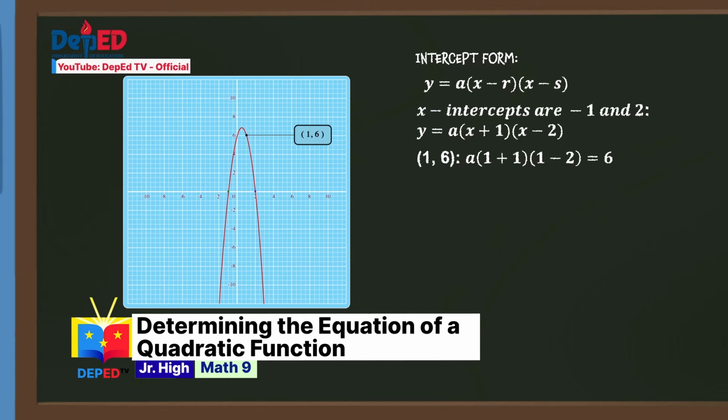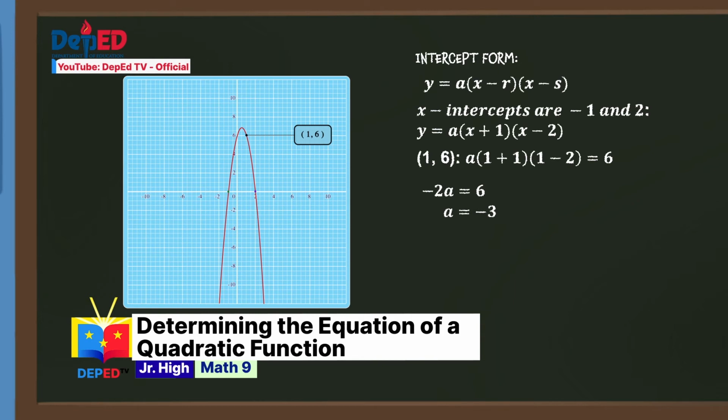So, we can rewrite the equation as a times the binomial 1 plus 1 times the binomial 1 minus 2 equals 6. The equation can be simplified as negative 2a equals 6. Hence, a equals negative 3. The leading coefficient is less than 0 or is negative. This explains why the parabola in this example opens downward.